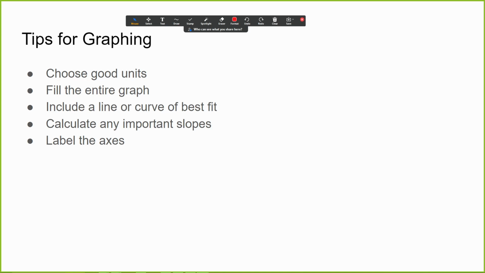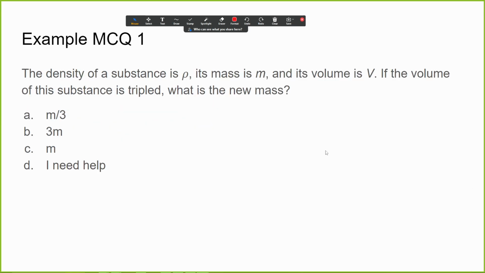Calculate any important slopes. So in the case of what we just did here with our cube, the slope there was going to be the density of the cube, which is ultimately what we were looking for in our experimental design problem. So it's very important to actually measure the slopes that we're trying to measure and make sure your axes are labeled, which I know that I try very hard to make sure that you guys all do, and you guys are good about it, so just to keep that in mind.